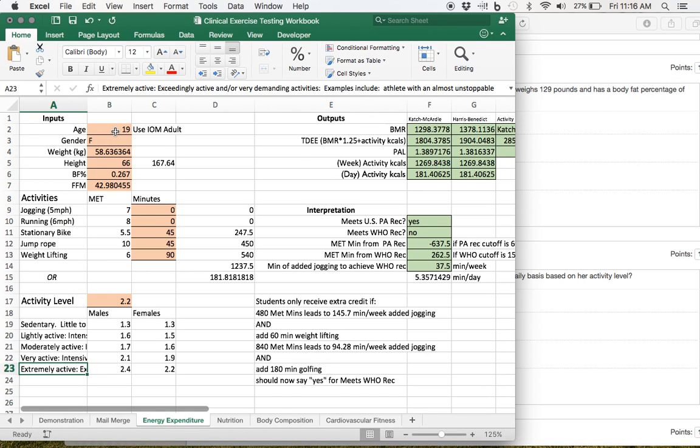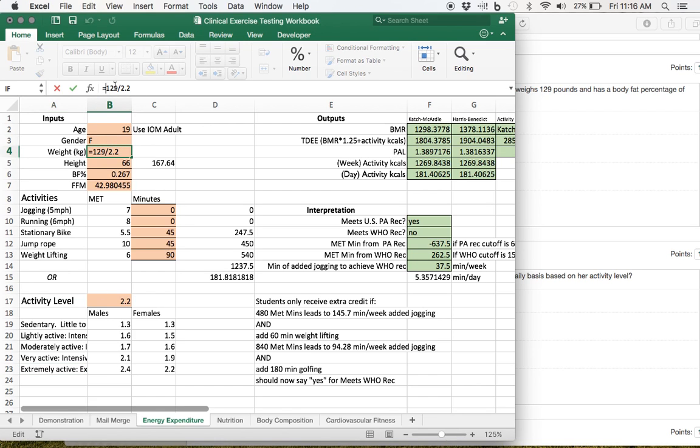So if we input this here, we're only given her weight, 129 pounds. Type that in right there. And our body fat percentage, let's get down to that. Our body fat percentage of 0.267. And then we can compute our fat-free mass. And again, our fat-free mass is simply the mass of the body minus the fat.